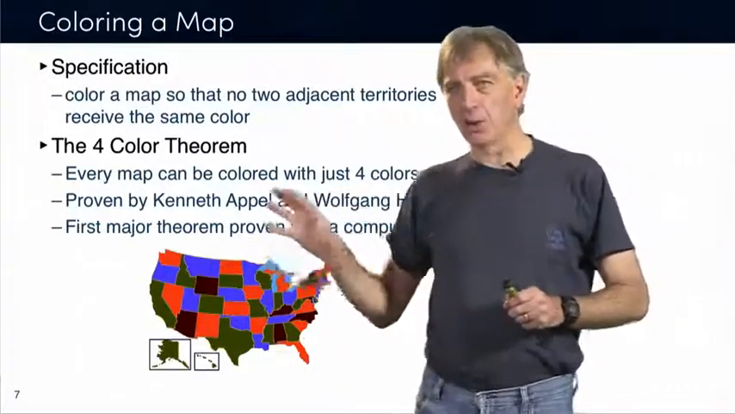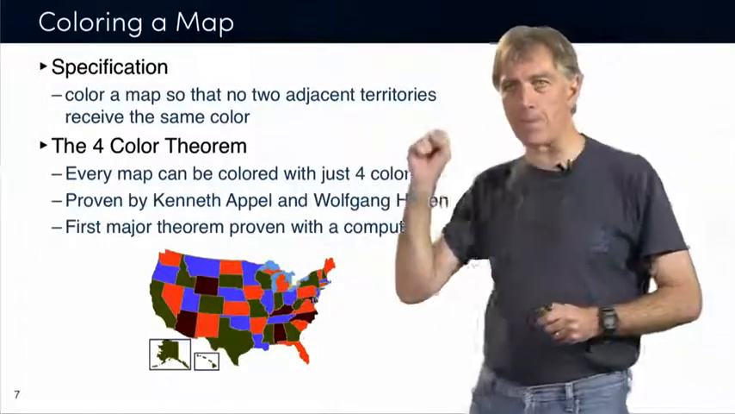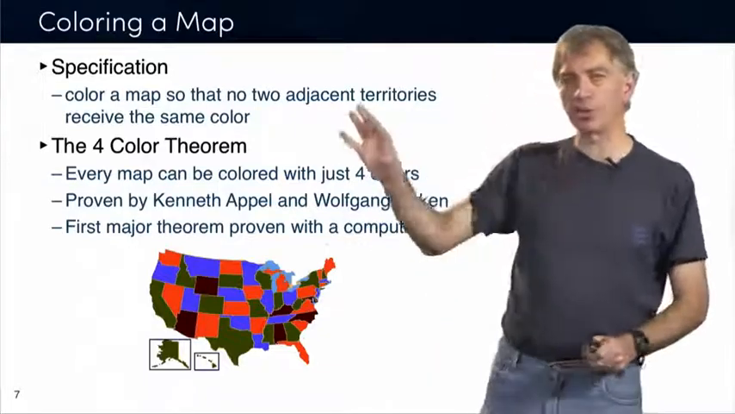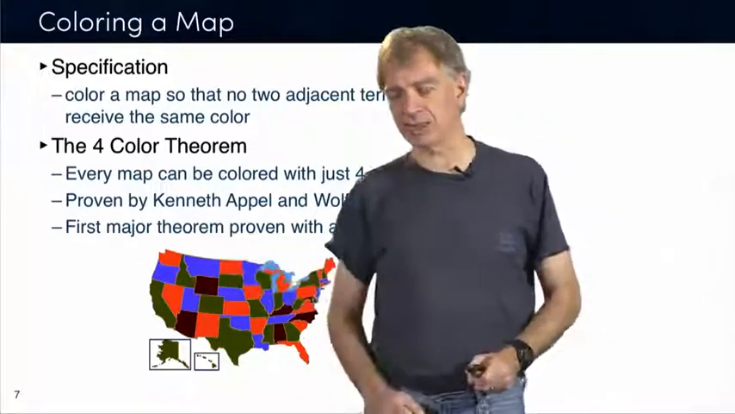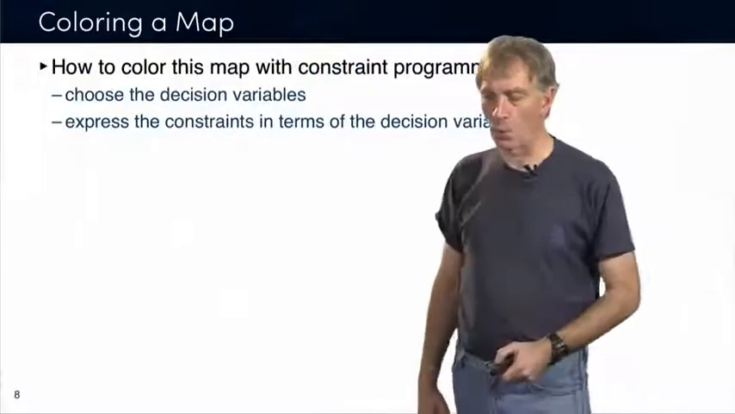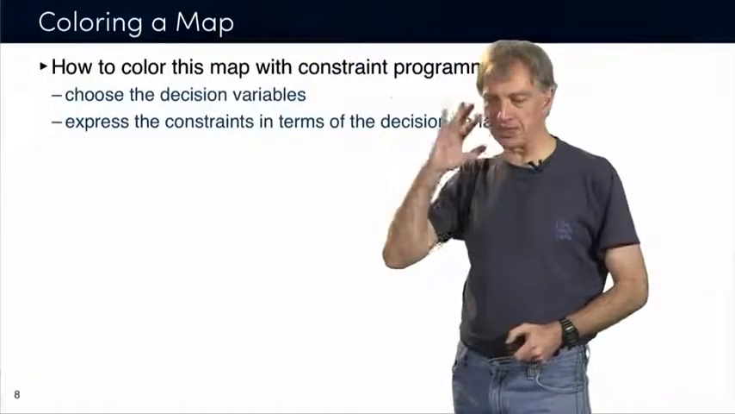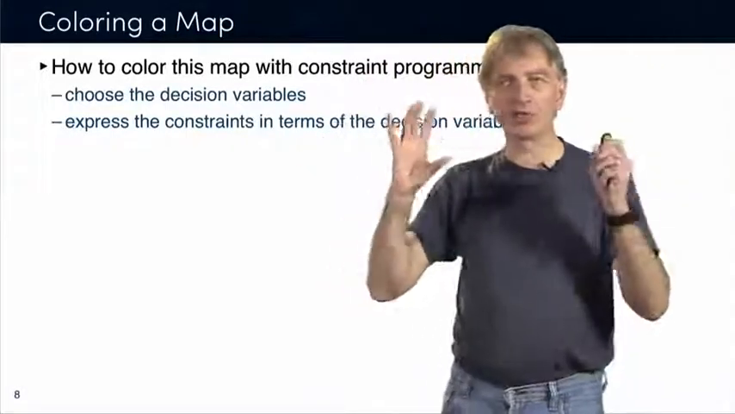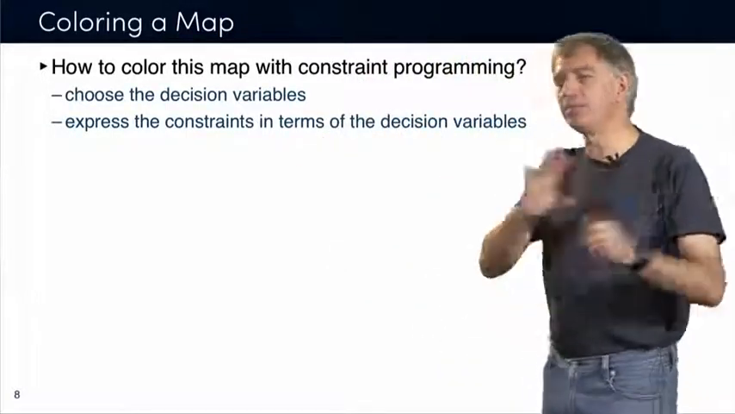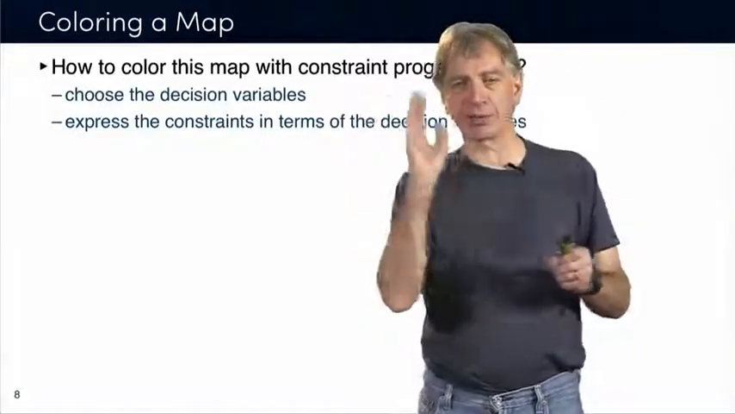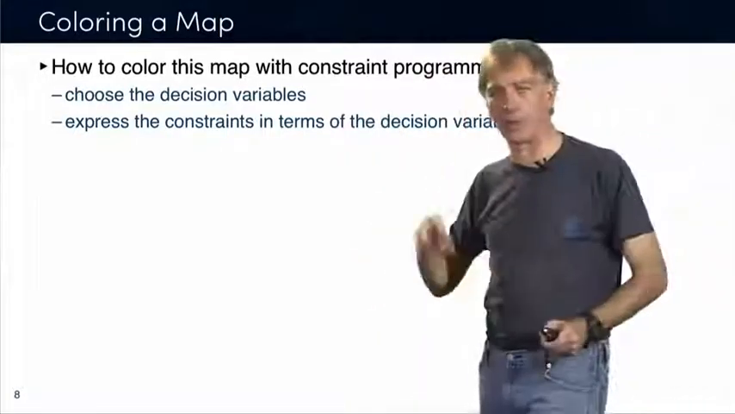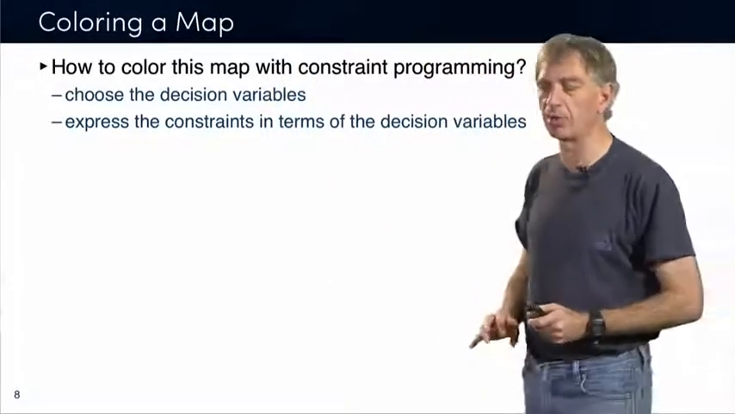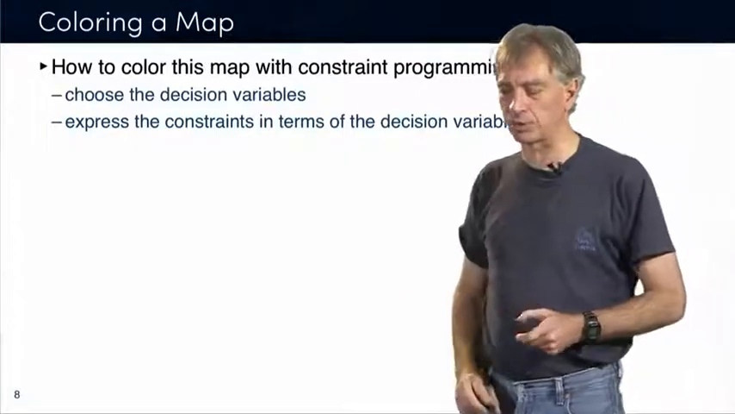Essentially, what we have to do is write a program which, given a map and a list of adjacent territories, is going to color the map such that no two adjacent territories receive the same color. And so once again, we have to find what the decision variables are. With any kind of methodology that we will explore, like local search, constraint programming, or mixed integer programming, the first step is always choosing the decision variables, and then expressing the constraints in terms of the decision variables.